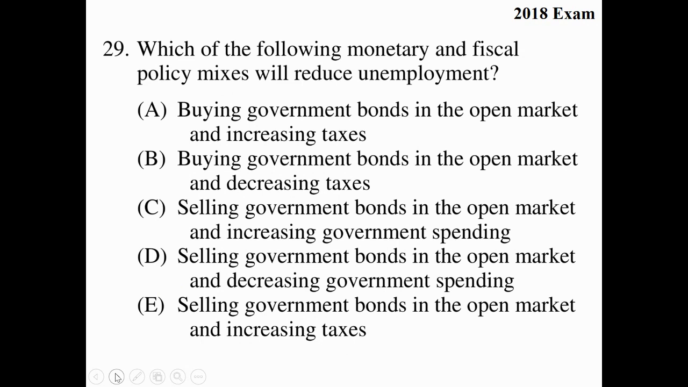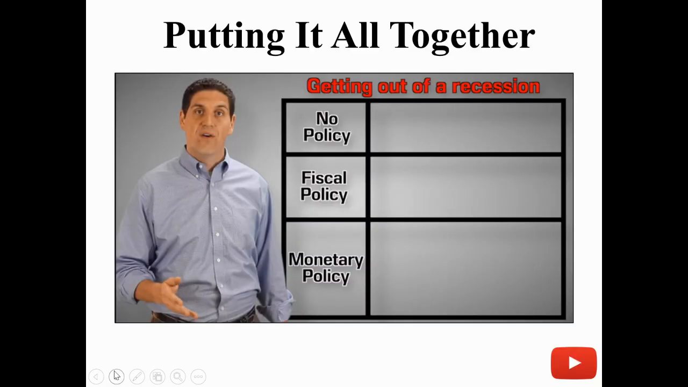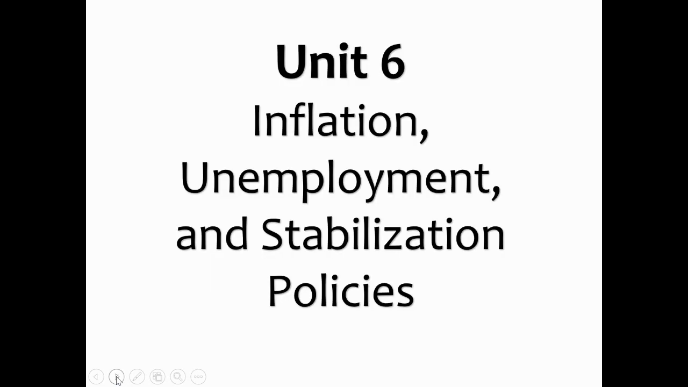Which of the following monetary and fiscal policies will reduce unemployment? So getting more people to work: buying government bonds in the open market, or decreasing taxes. This is essentially the same type of question from the page before. Okay. So putting it all together, there's a short video on the webpage about putting these things together if you want to take a look at it.